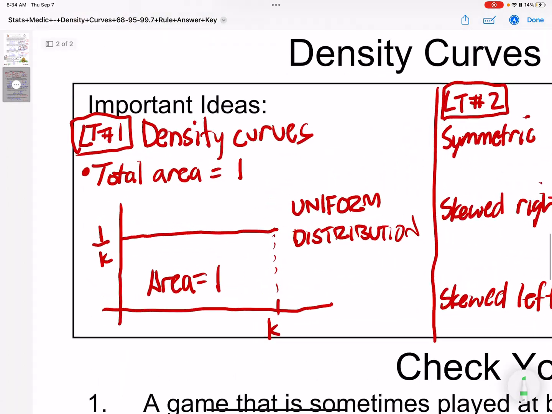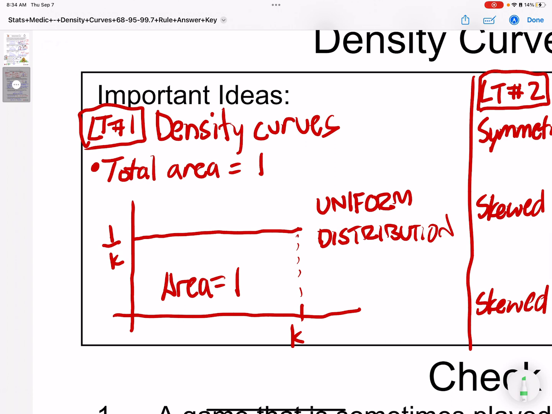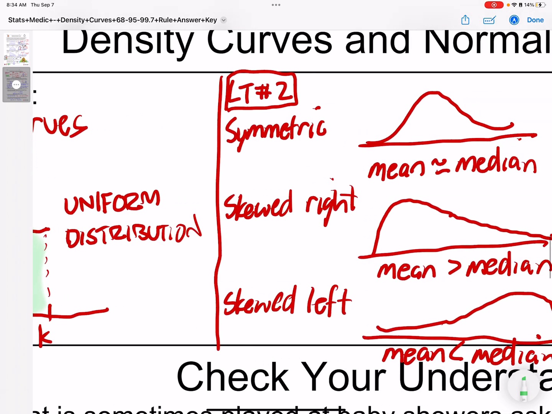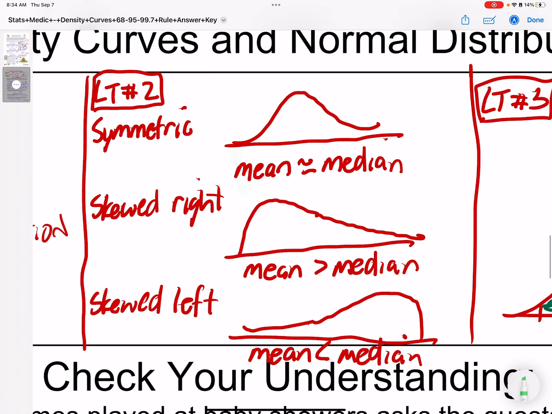So the learning targets here are, number one, seeing a density curve. The total area under a density curve is going to be 1, and it's a uniform distribution. Learning target 2 is that it's symmetric. Of course, remember, the mean is equal to the median on symmetric graphs.